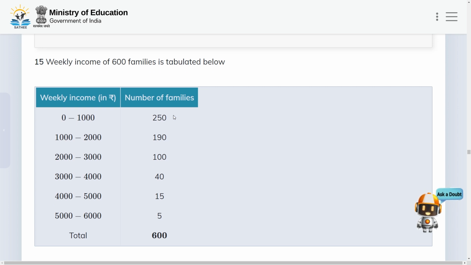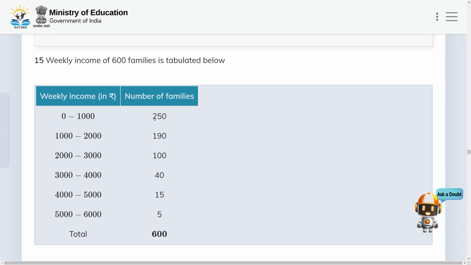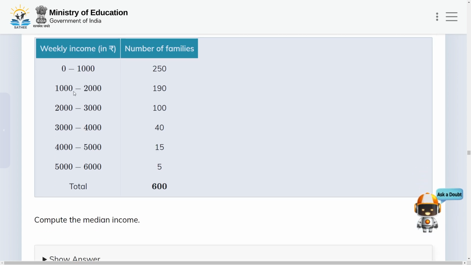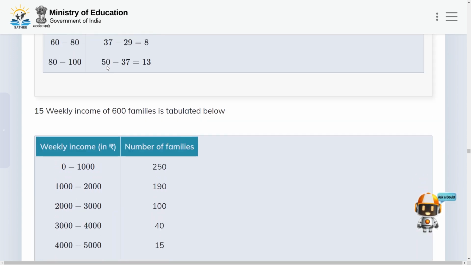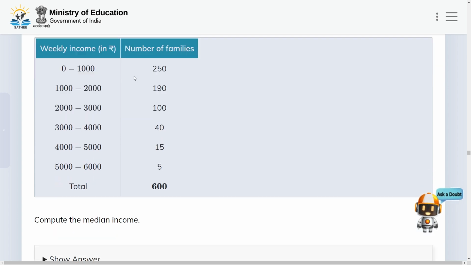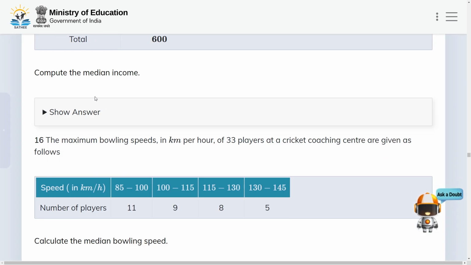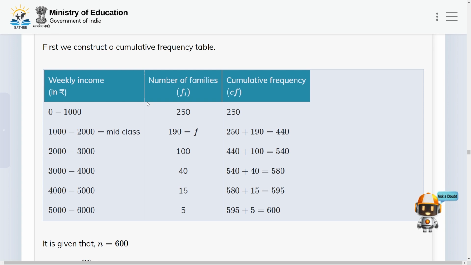In the next problem, we have the weekly income of 600 families tabulated below. Here we are given the income of 600 families. Compute the median income. So let us see the answer. First we construct a cumulative frequency table.